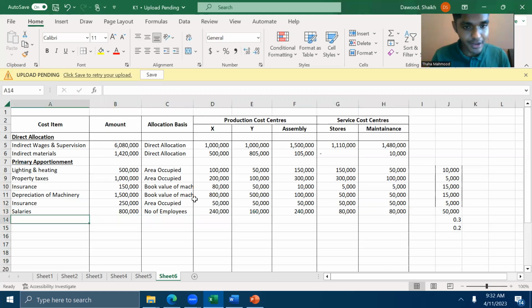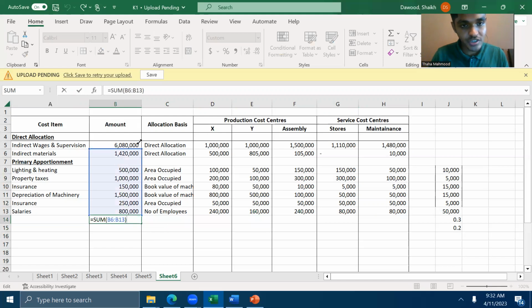So right now what we have done is we have taken all the overheads which we have budgeted. We have now apportioned them into cost centers.